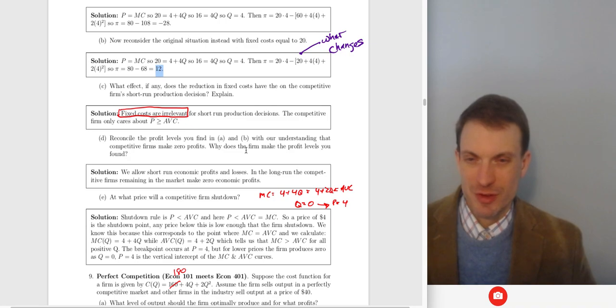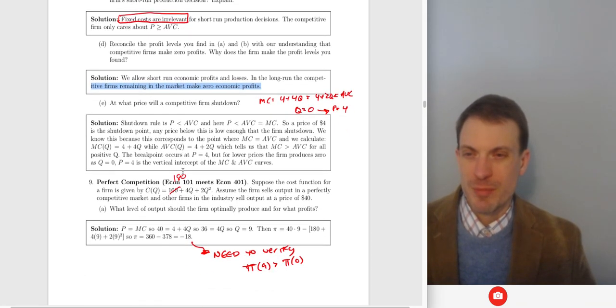Reconcile the profit levels in A and B with our understanding that competitive firms make 0 profits. Well, you can have positive profits and you can have negative profits in the short run. In the long run, we expect that there's going to be 0 economic profits. At what point will a competitive firm shut down?